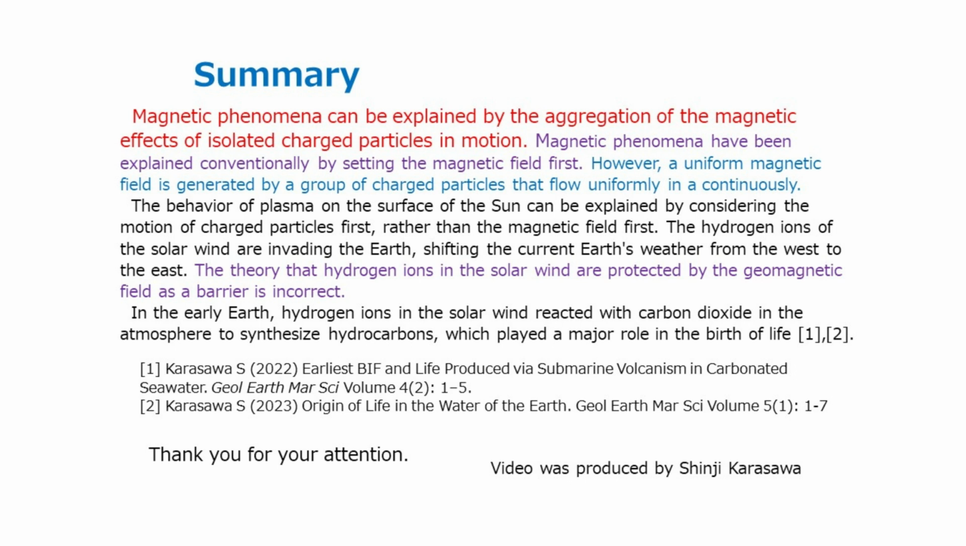The hydrogen ions of the solar wind are invading the Earth, shifting the current Earth's weather from the west to the east. The theory that hydrogen ions in the solar wind are protected by the geomagnetic field as a barrier is incorrect. In the early Earth, hydrogen ions in the solar wind reacted with carbon dioxide in the atmosphere to synthesize hydrocarbons, which played a major role in the birth of life.